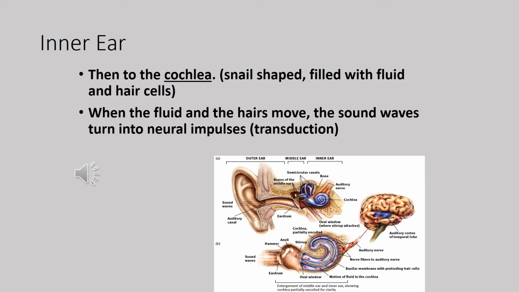As the fluid starts to travel across the hairs, transduction will take place, and those sound waves will be converted to a neural impulse. Remember, when we looked at vision, transduction takes place in the photoreceptors inside of the retina. Here, transduction occurs inside the inner ear as fluid is moving across the hairs.